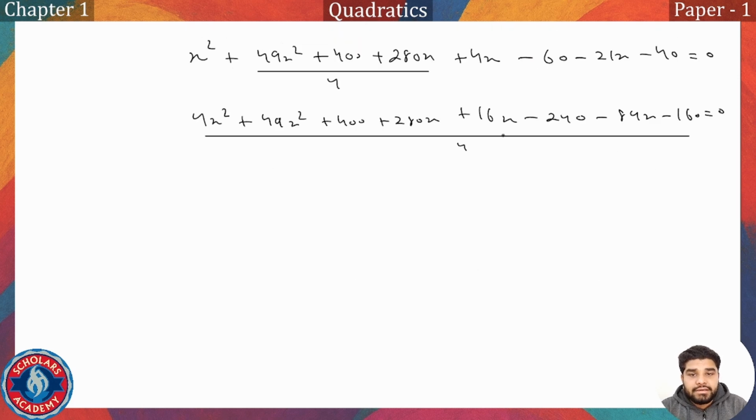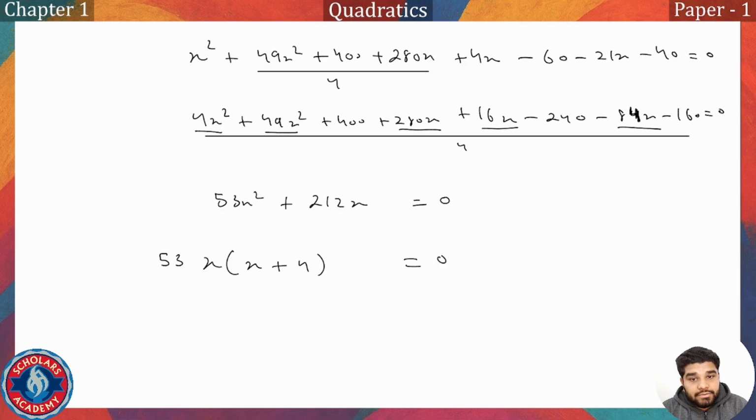Now we'll simplify it, and upon simplifying we can add the x squares together. Adding the constants, that is 400 minus 240 is 160, and minus 160, that gives us 0 is equal to 0. So I can take x common, and I can also take 53 common from here. I get x times (x plus 4) is equal to 0.